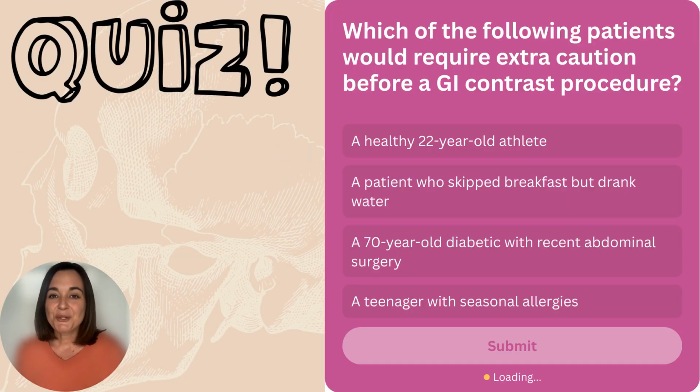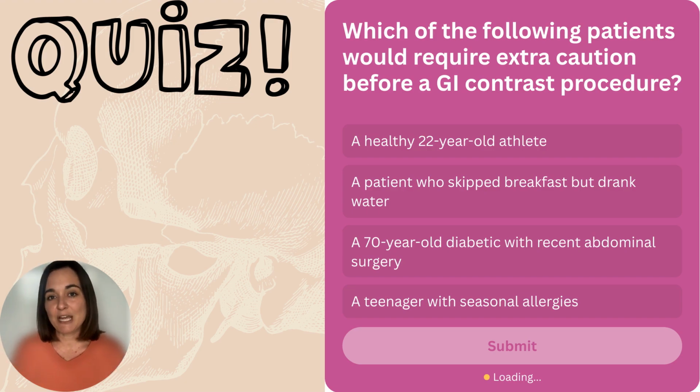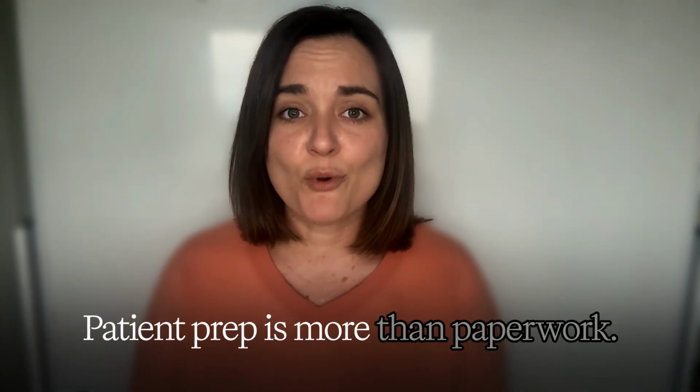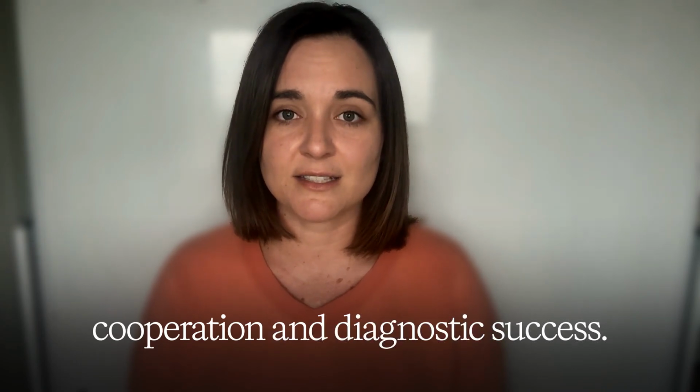Pop quiz break. Which of the following patients would require extra caution before a GI contrast procedure? A healthy 22-year-old athlete, a patient who skipped breakfast but drank water, a 70-year-old diabetic with recent abdominal surgery, or a teenager with seasonal allergies? The answer is a diabetic with recent abdominal surgery, who is at a higher risk for delayed gastric emptying, reaction to contrast, or complications during bowel prep. Always screen thoroughly. Patient prep is more than paperwork. It's about setting the stage for safety, cooperation, and diagnostic success.